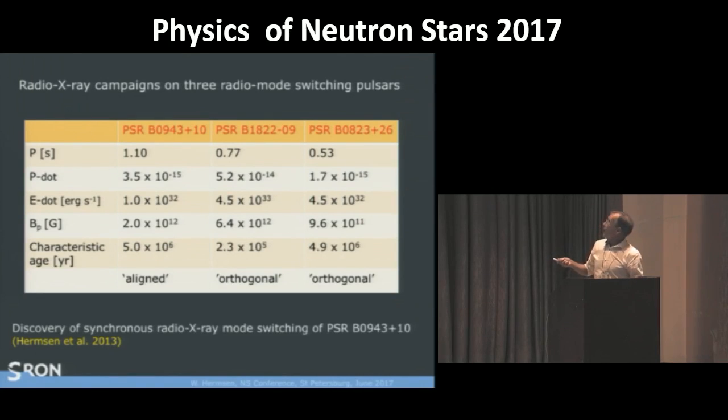This one is nearly aligned. This one we take as being orthogonal based on the fact that we see a pulse and likely an interpulse, but okay, there are other views on this in the radio community, also by Nikitina and Malov. 0823, that is also based on the radio parameters, an orthogonal pulsar.